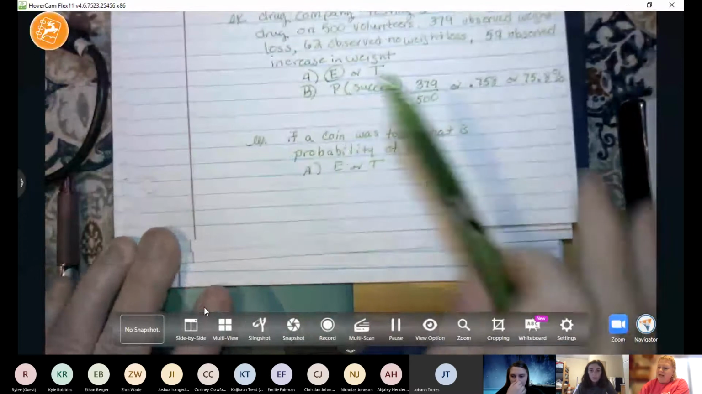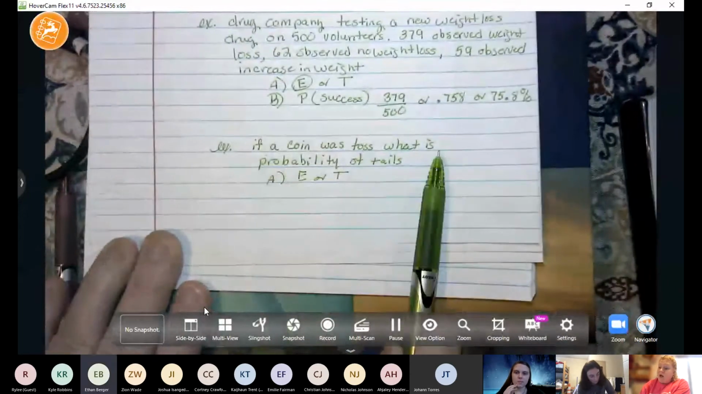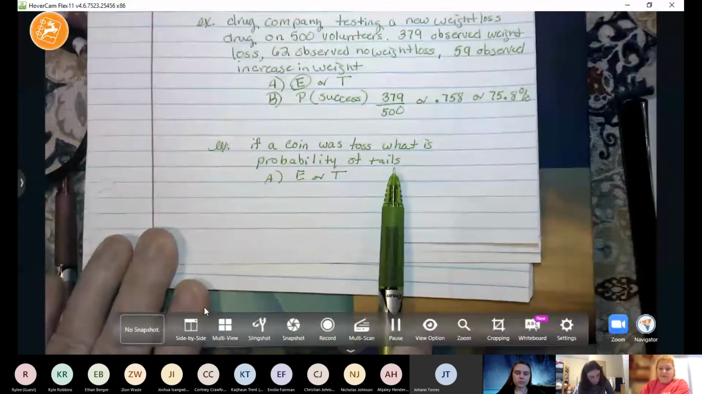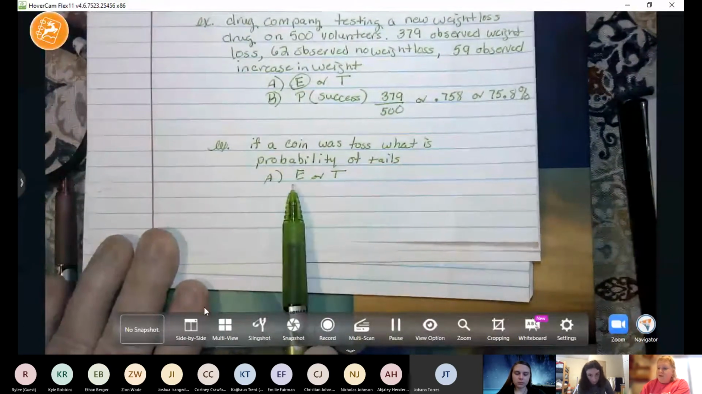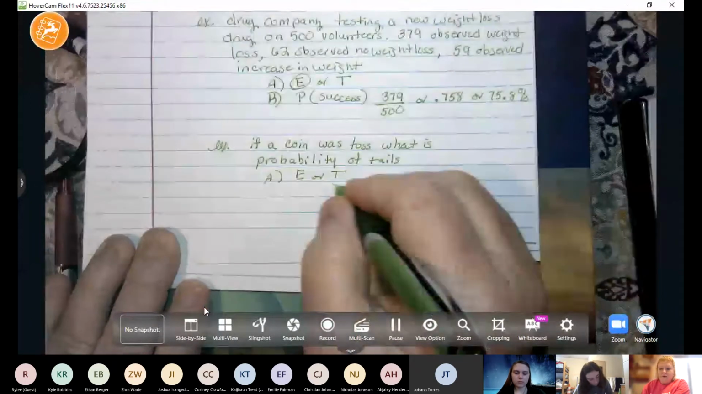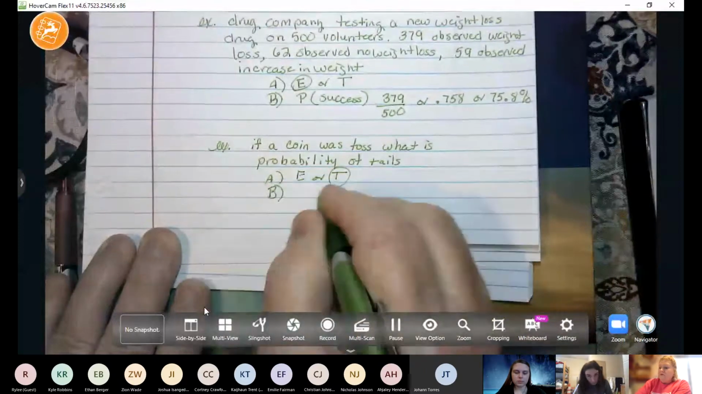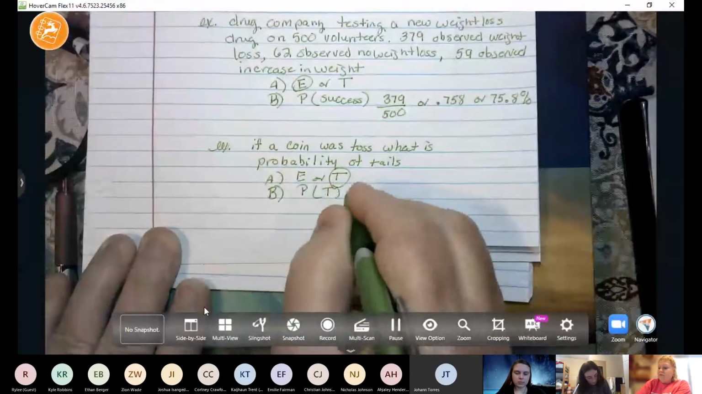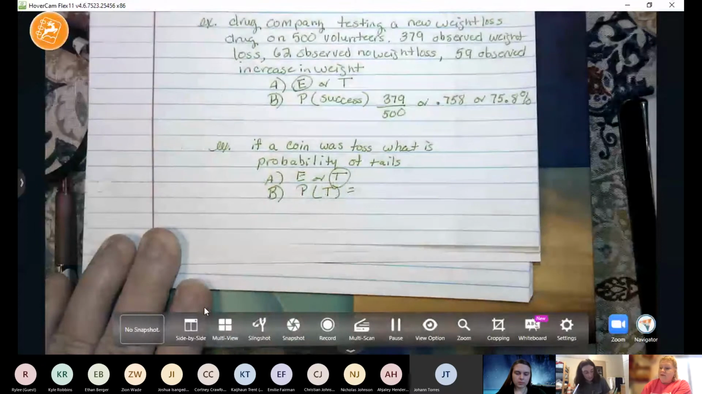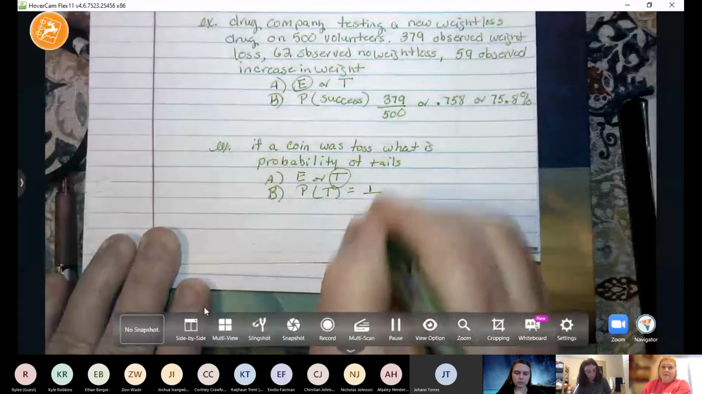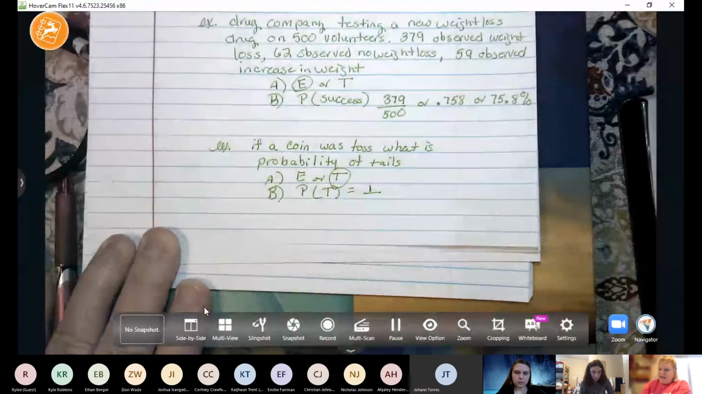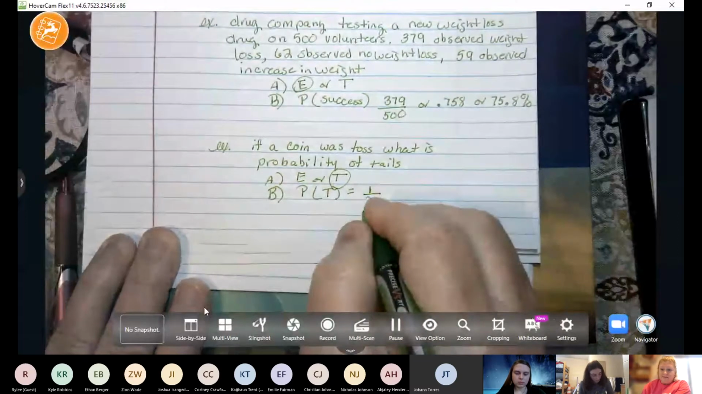Notice this time in the example, it doesn't give us a lot of data. It only asks, if we had a coin toss, what is the probability of tails? So is that empirical or theoretical? And that is theoretical. So the probability of tails would be tails can occur once out of either heads or tails, so two possibilities.